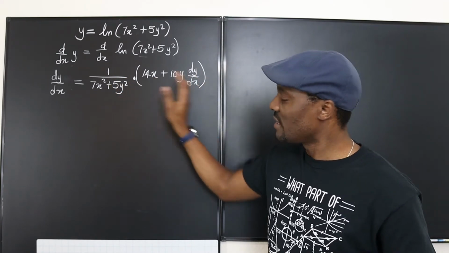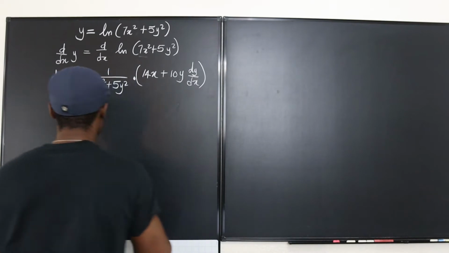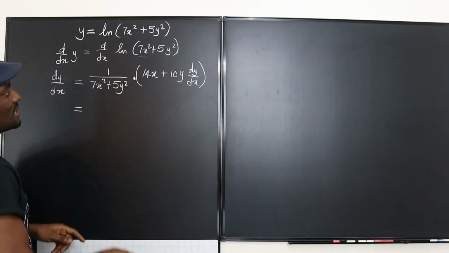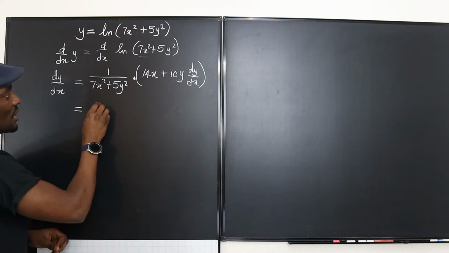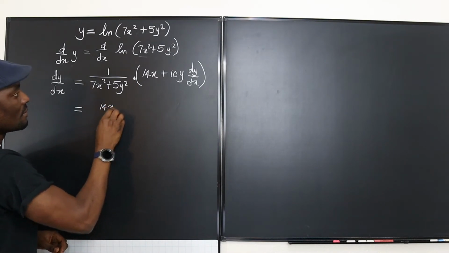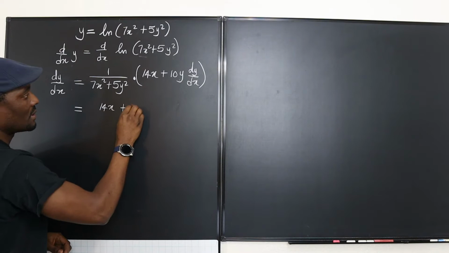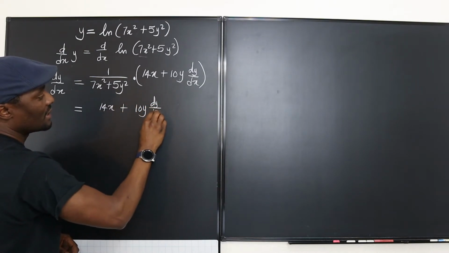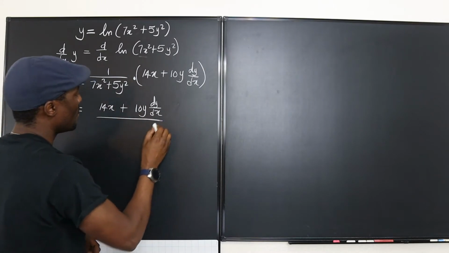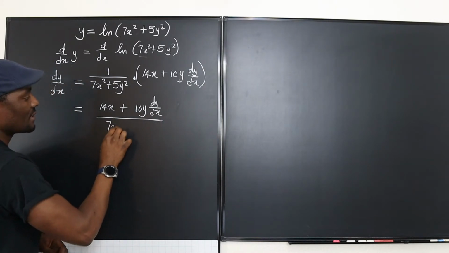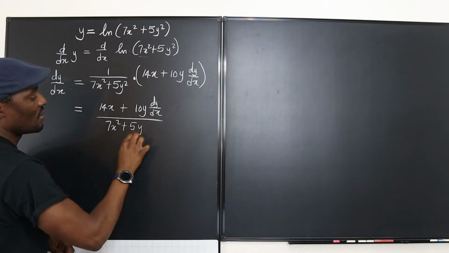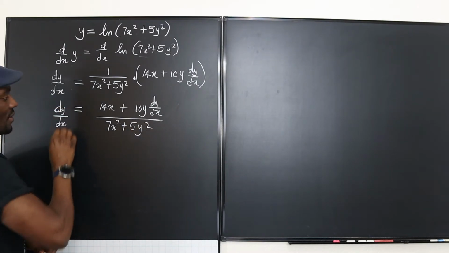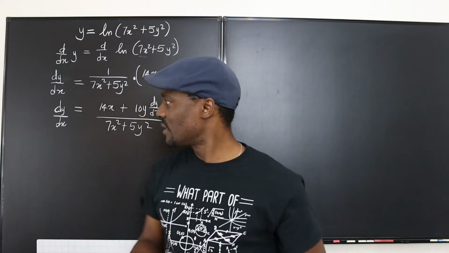Maybe we should rewrite this expression and see what this is going to look like. So I'm going to write it this way actually. I'm going to put this on top of this because this is multiplying this. So you're going to have (14x plus 10y dy dx) over (7x squared plus 5y squared). That's our dy dx. Well, at this point you will say, well, this is not helping.